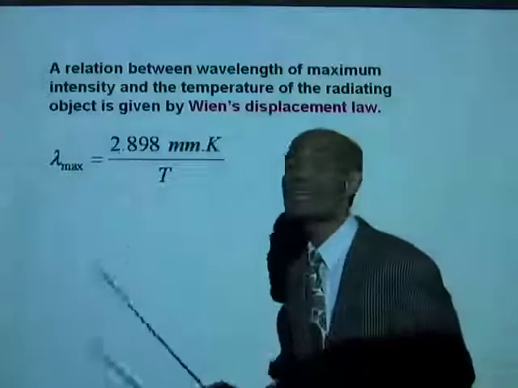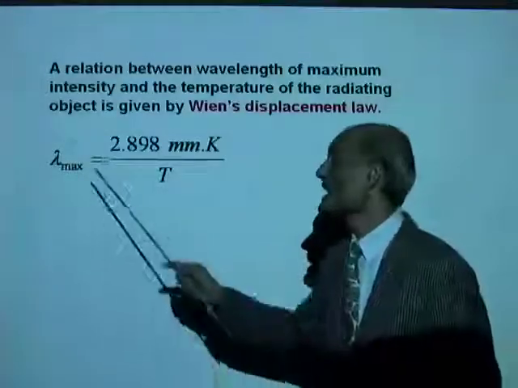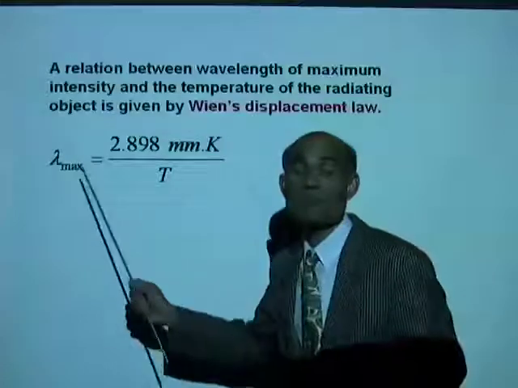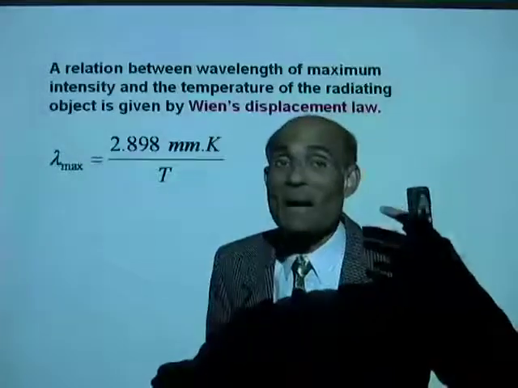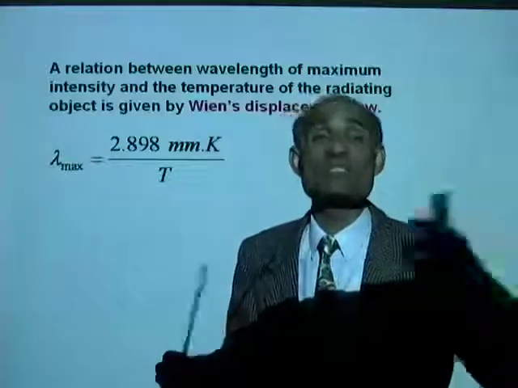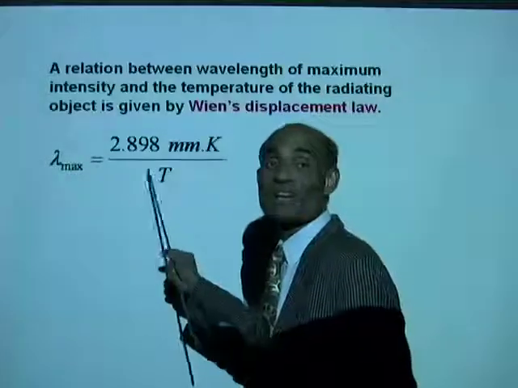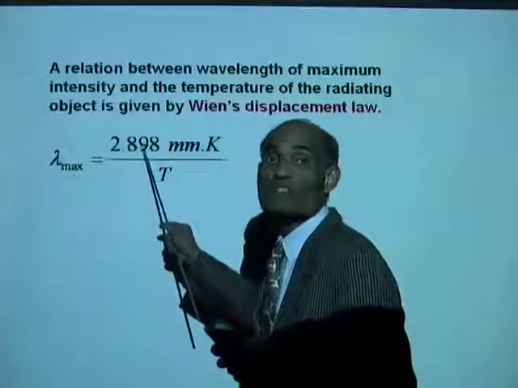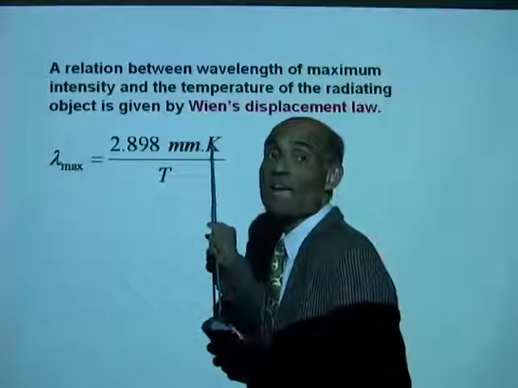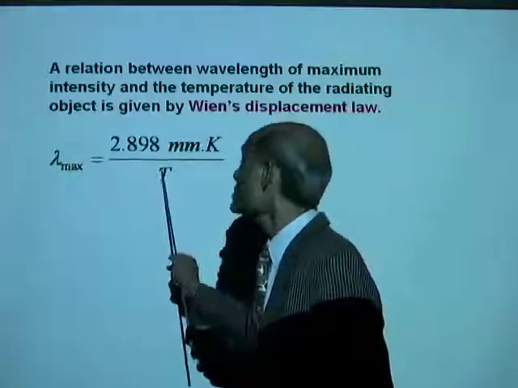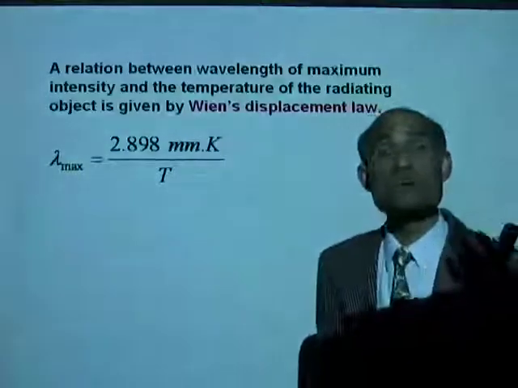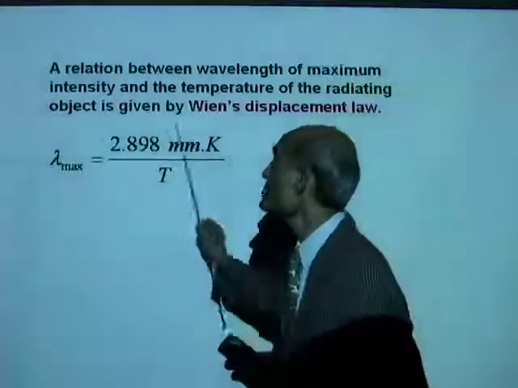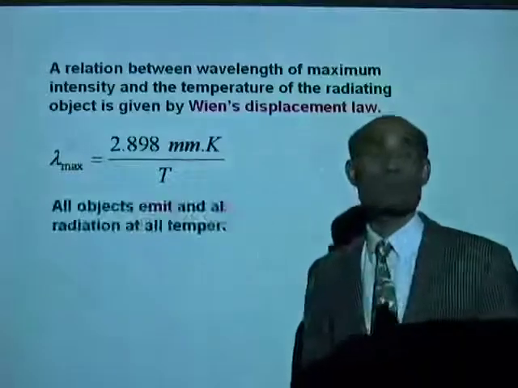This is what Wien's displacement law says. Lambda max, what does lambda max stand for? Wavelength of the maximum intensity radiation at a given temperature is 2.898 millimeter Kelvin divided by the temperature in Kelvin. The uppercase T means the temperature in Kelvin. This is Wien's displacement law.